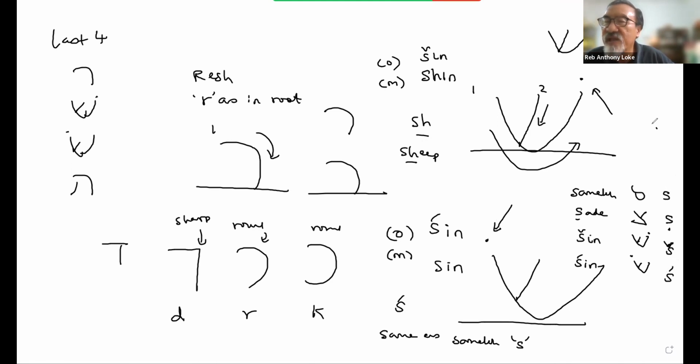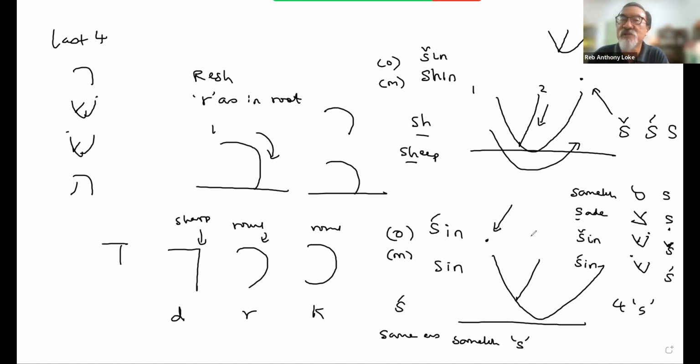Well, if you see an S with this one, then it is a Sin. If you see a normal S, that is a Samekh. If you see an S with a dot, that is Sade. If you see an S with an angle like that, that is Shin. This is really confusing. There are 4 S's in Hebrew.